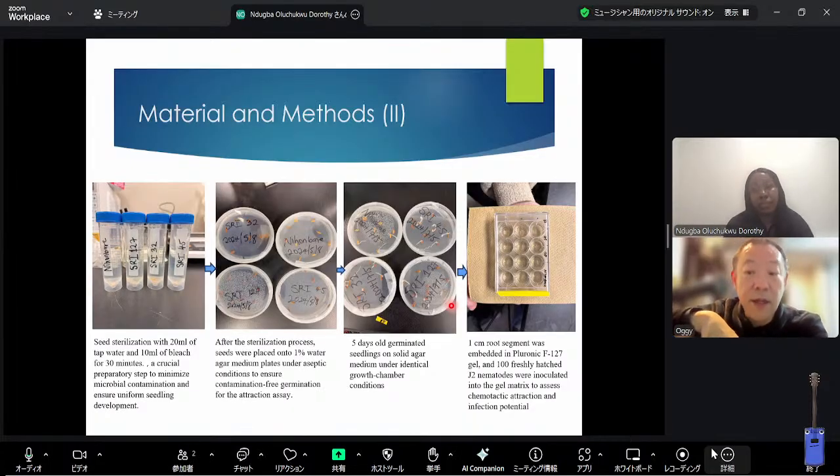I see. Okay. So these are some of the management procedures you can take when you see nematode in your farm or when nematode attacks your farm. I see. Do you see Japanese farms suffering from nematode attacks in general?